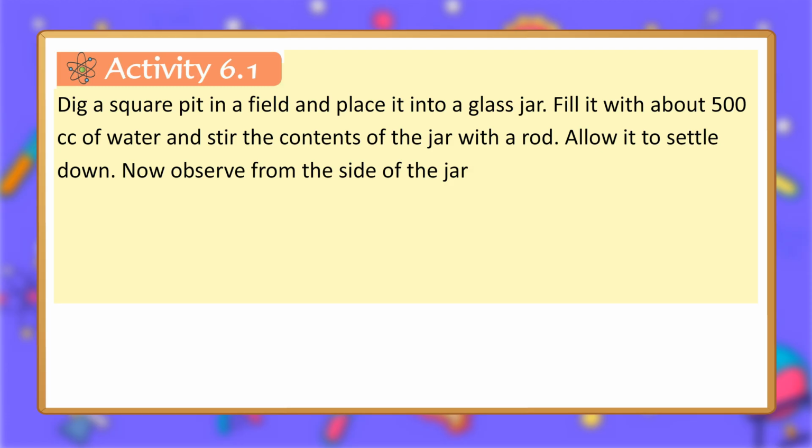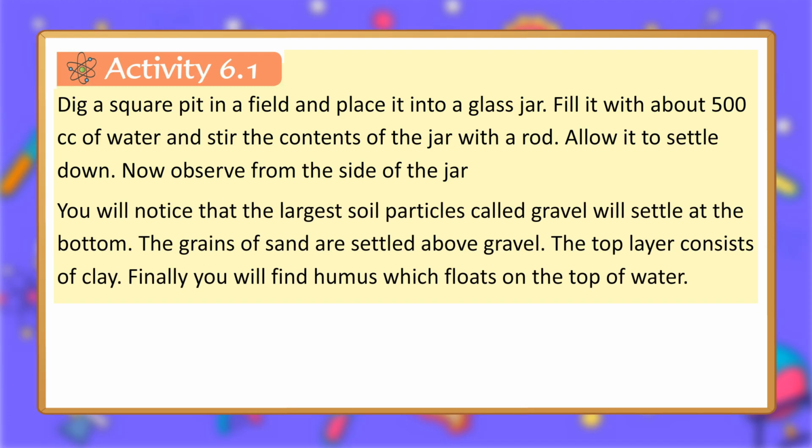Activity 6.1. Dig a square pit in a field and place the soil into a glass jar. Fill it with about 500 cc of water and stir the contents of the jar with a rod. Allow it to settle down. Now observe from the side of the jar. You will notice that the largest soil particles, called gravel, will settle at the bottom. The grains of sand are settled above gravel. The top layer consists of clay. Finally, you will find humus which floats on the top of water.